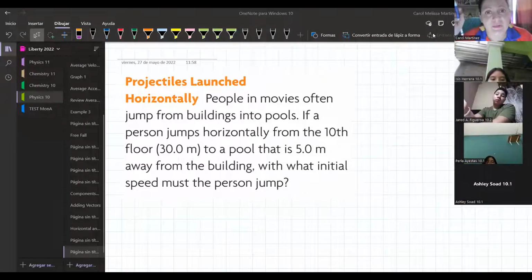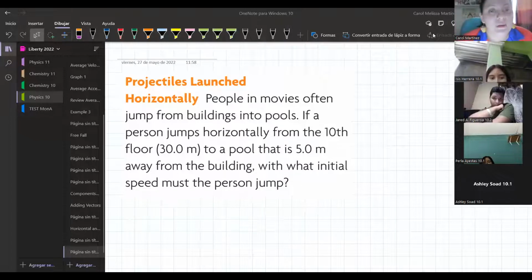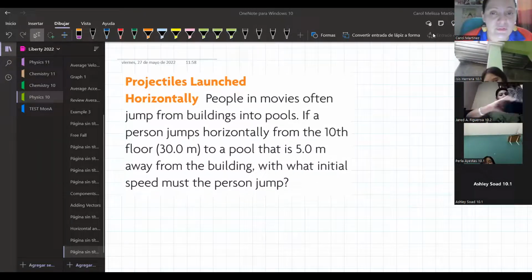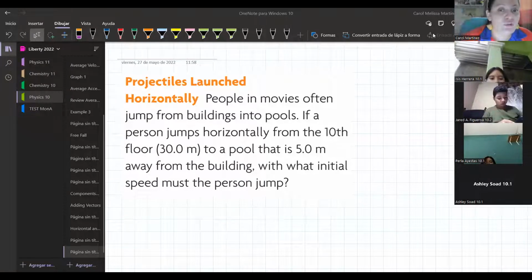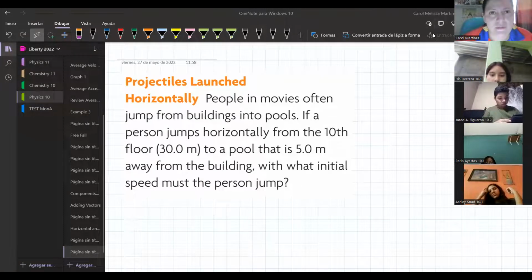So it says, people in movies often jump from buildings into pools. If a person jumps horizontally from the 10th floor, which is 30 meters above the ground, to a pool that is 5 meters away from the building, with what initial speed must the person jump?